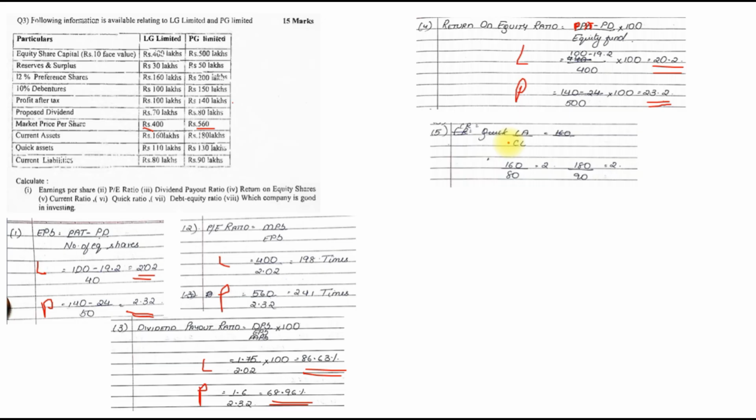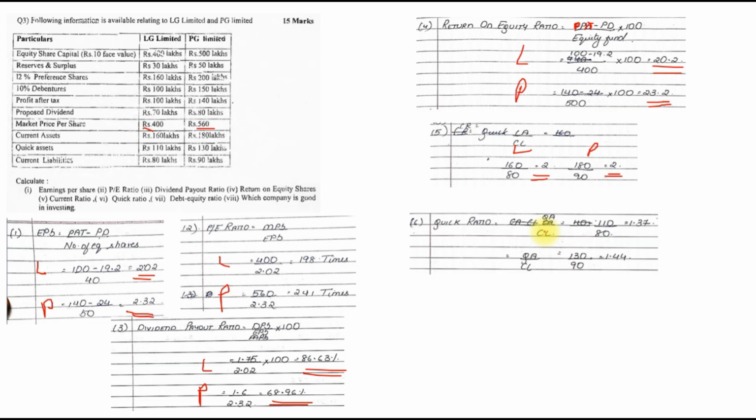Next one was current ratio, that is current asset upon current liability. So it is 160 upon 80, which comes to 2, and 180 upon 90, which again comes to 2. This is for LG Limited and this was for PG Limited. And second last is quick ratio, that is quick asset upon current liability, 110 upon 80 and 130 upon 90. We get the values as 1.37 and 1.44.